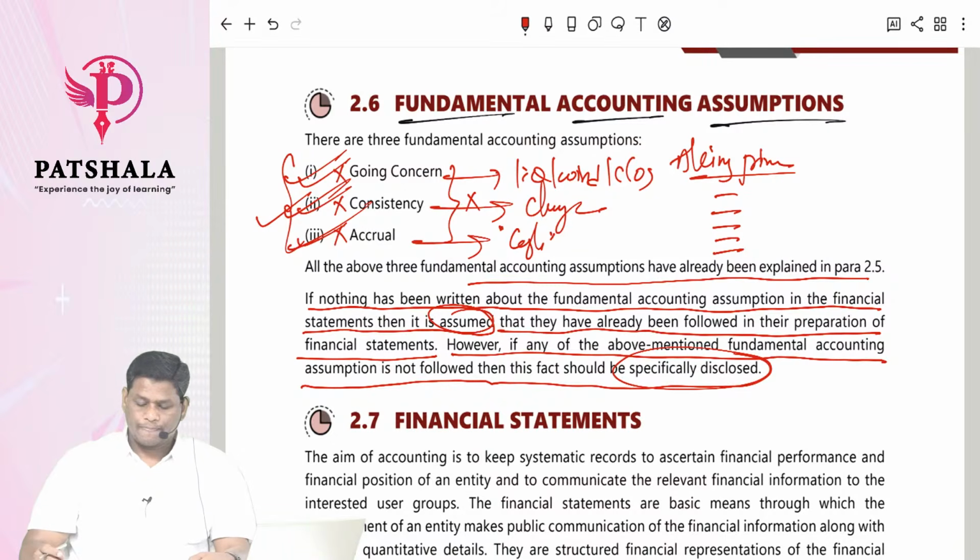Next point. The above mentioned fundamental accounting assumptions should be disclosed when they are not followed. Okay?